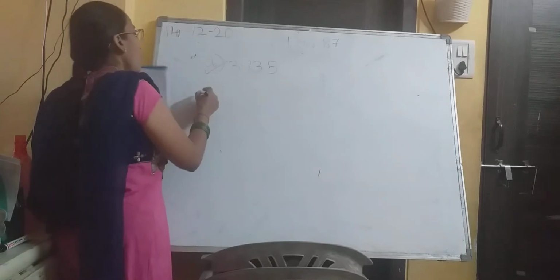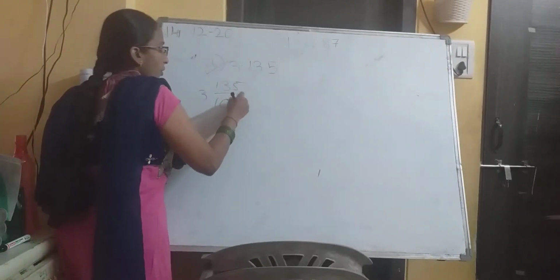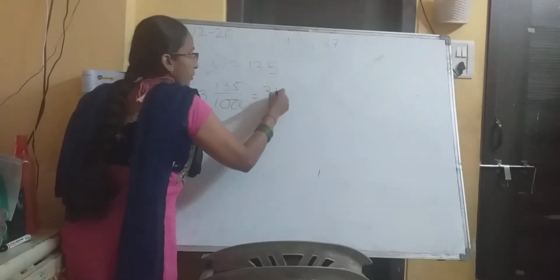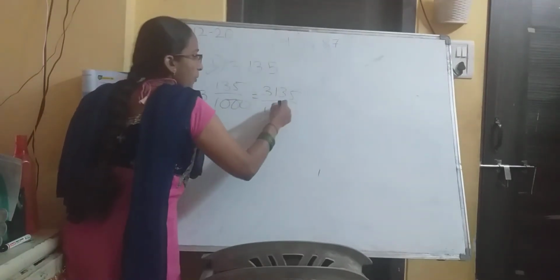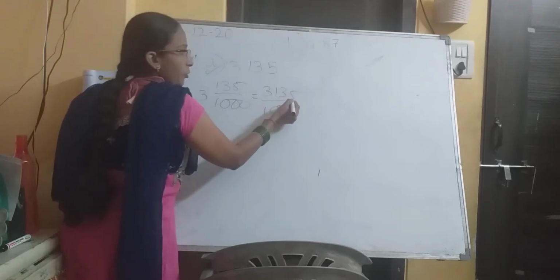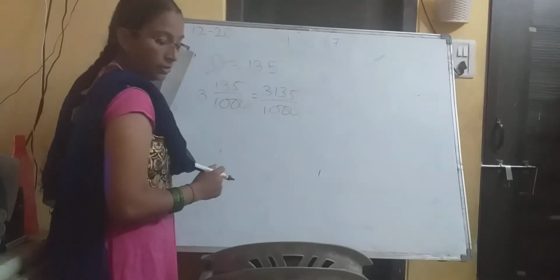Shall I show you how? 135 by 1000 it is there, no? So 3 into 1000, 3000. 3000 plus 135, 3135 by 1000. How many zeros are there? 3 zeros. 1, 2, 3. After 3 digits, you put a point. 1, 2, 3. Here point. That is 3.135. Followed?